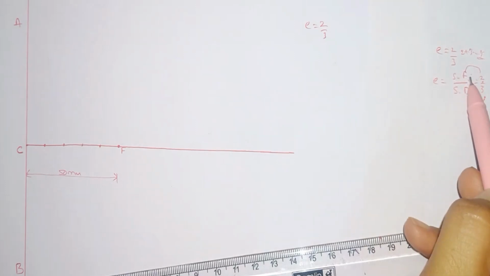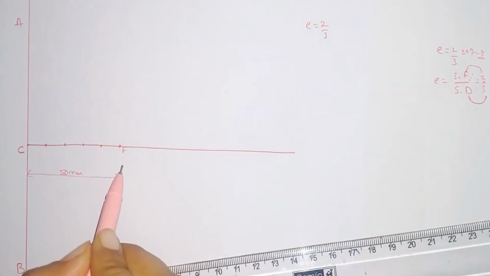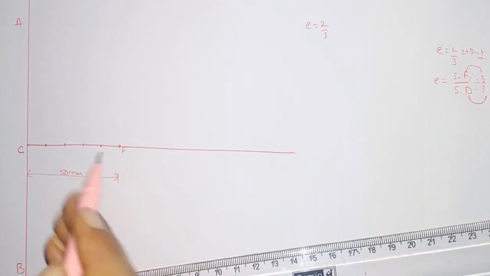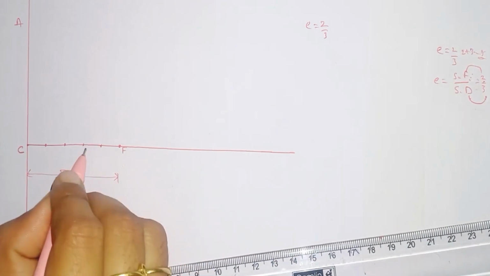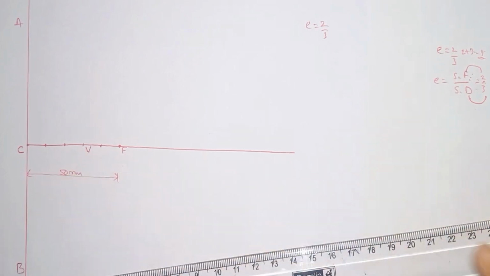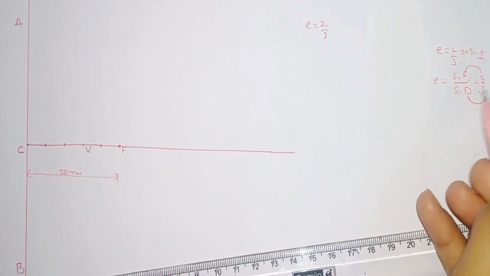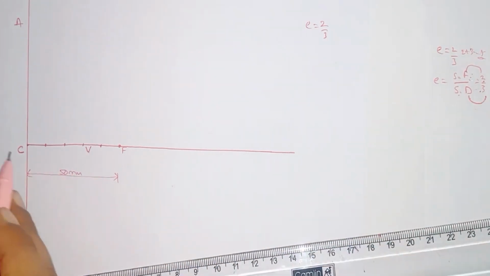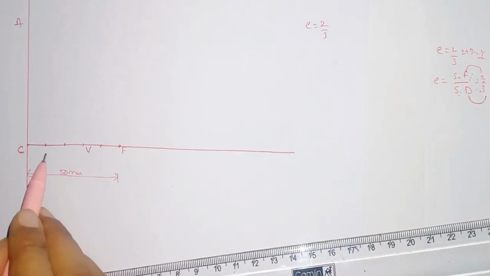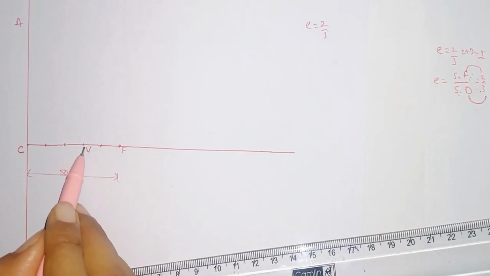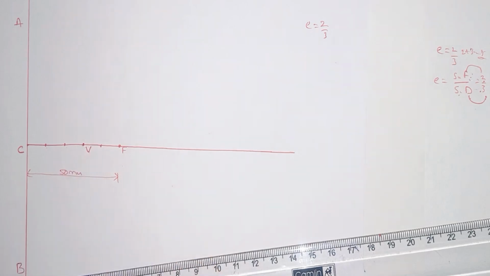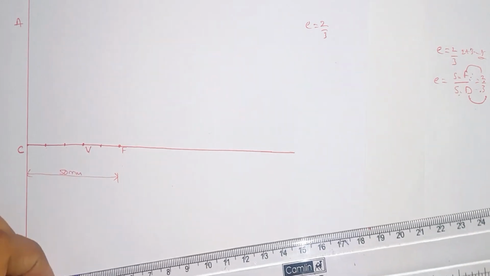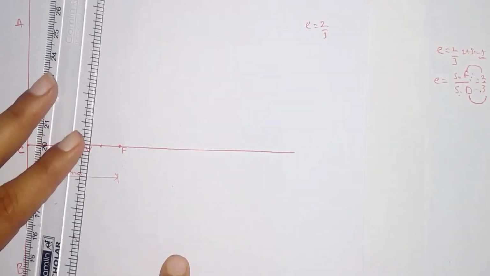First, the focus. Where is the focus? This is the focus. From the focus, the second point: the focus is 0, 1, 2. This is the vertex. From the directrix, you have to mention the third point: from the directrix 0, 1, 2, 3. It is perfect.